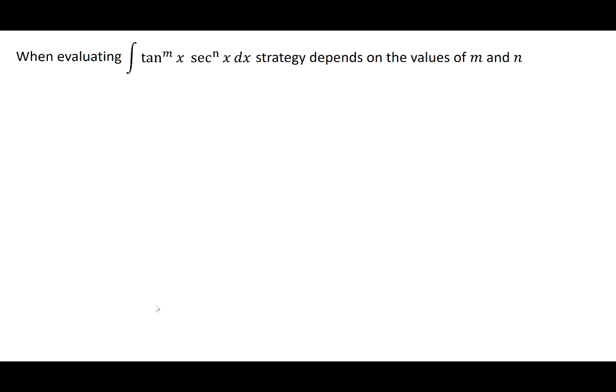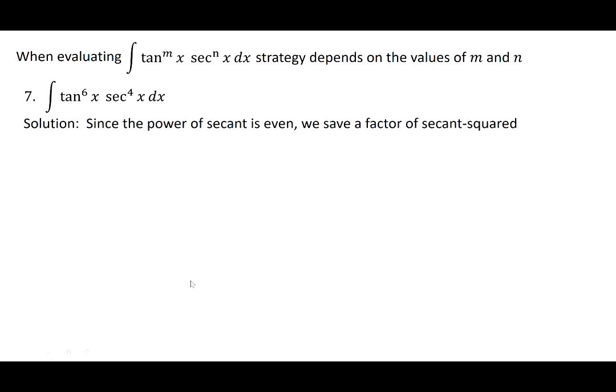Next, when evaluating the integral of tangent to the m x, secant to the n x dx, the strategy depends on the values of m and n. Okay, if the power of secant is even, we save a factor of secant squared. So that means we'll write it like this. We saved a secant square x. You remember this strategy? Why do you save a secant square?